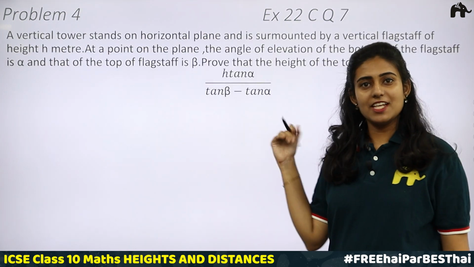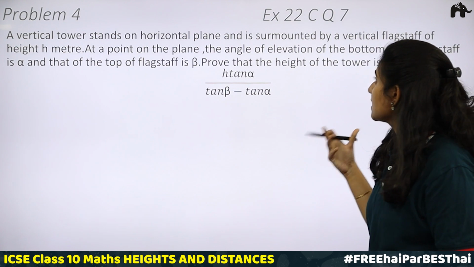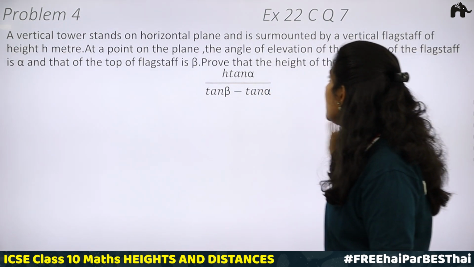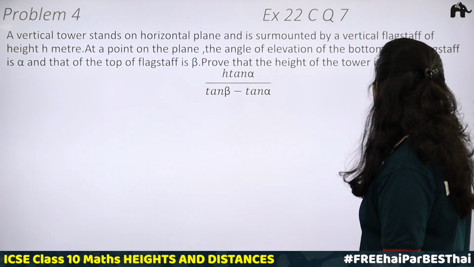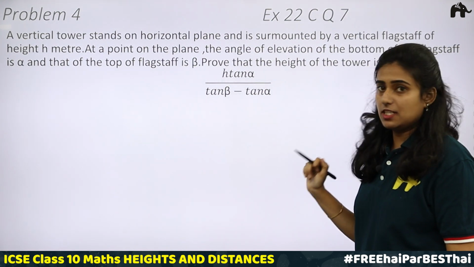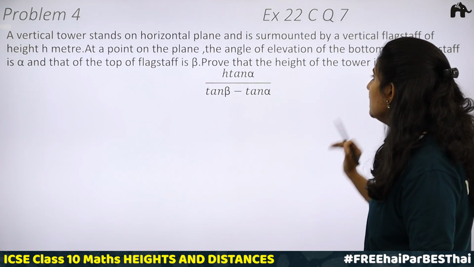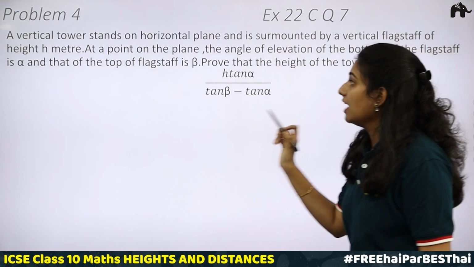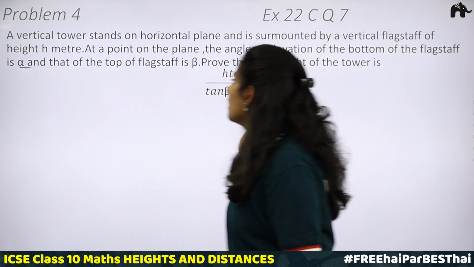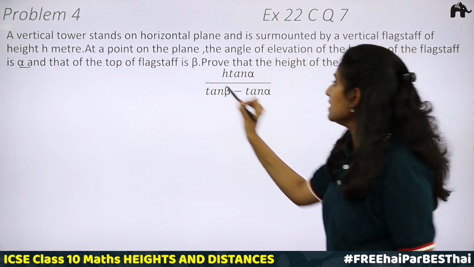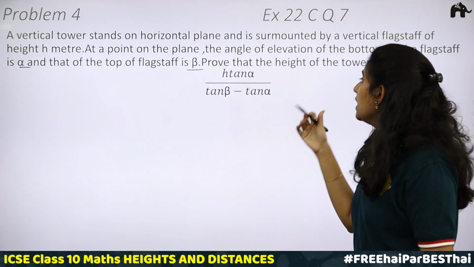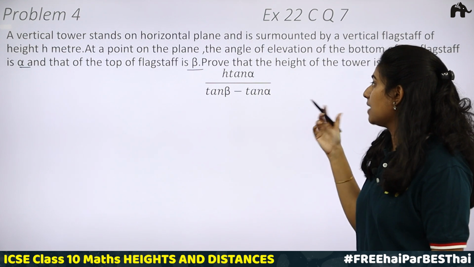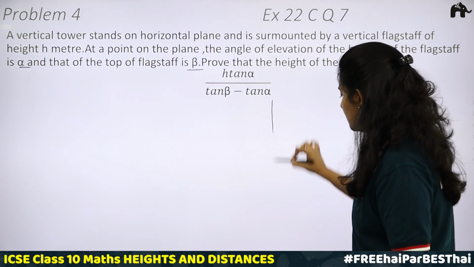Clear? Here we have the next problem. Problem 4, question 7 of exercise 22C. A vertical tower stands on horizontal plane and is surmounted by a vertical flagstaff of height h meters. At a point on the plane, the angle of elevation of the bottom of the flagstaff is alpha and that of the top of flagstaff is beta. Prove that the height of the tower is h tan alpha divided by tan beta minus tan alpha. This is a proof type of question.